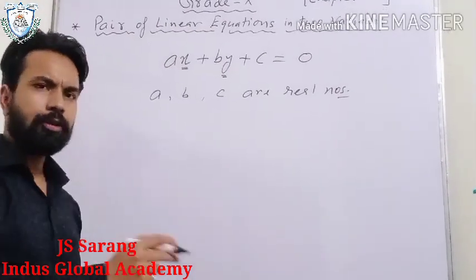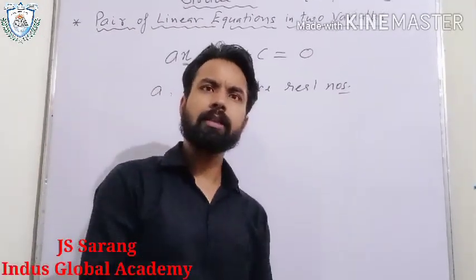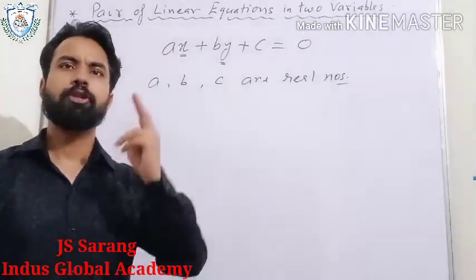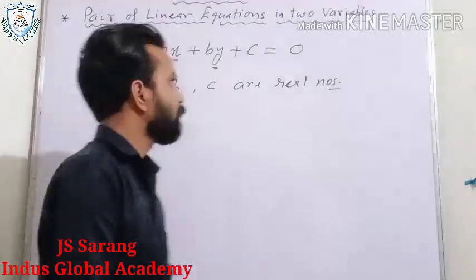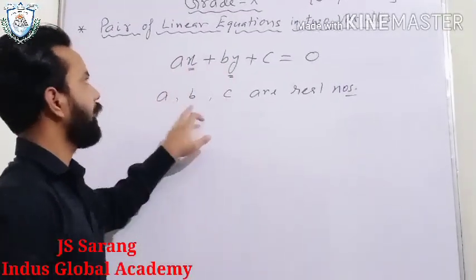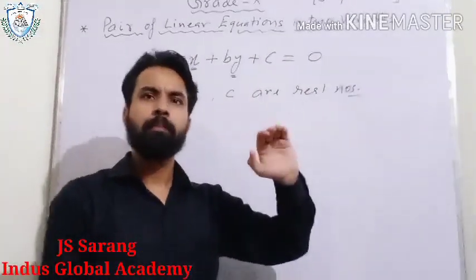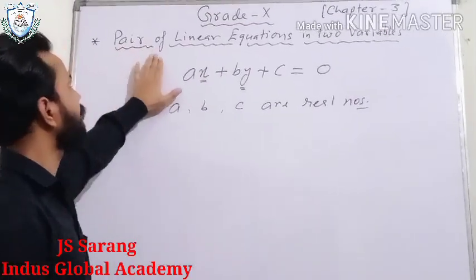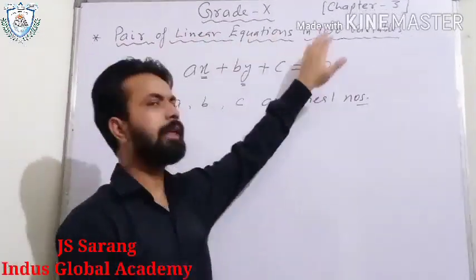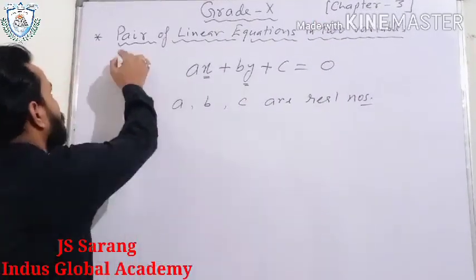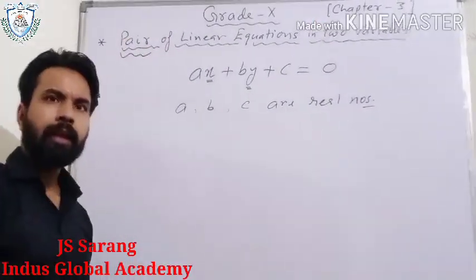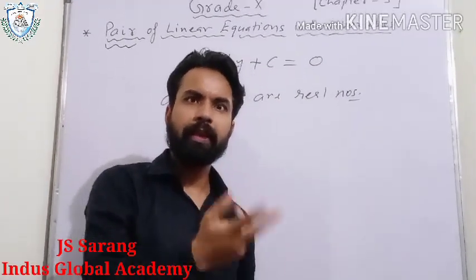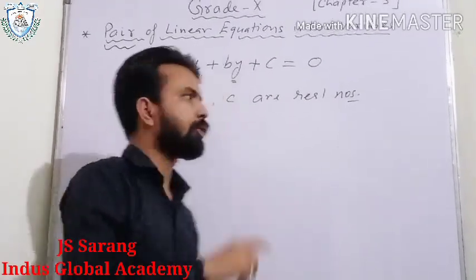Understood? So every equation which can be written in the form ax + by + c = 0 is known as a linear equation in two variables, where x and y are variables and a, b, c are real numbers. But now in this chapter we will study pair of linear equations in two variables. We all know that in a pair there are two equations. A pair of linear equations means there are two equations.